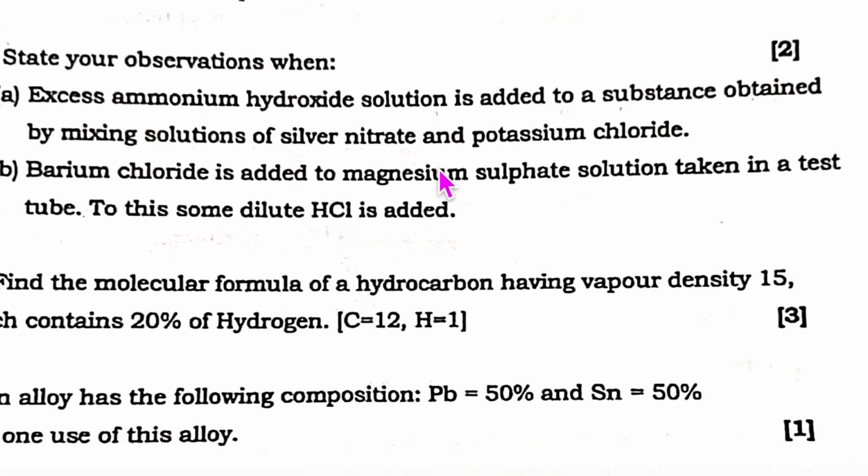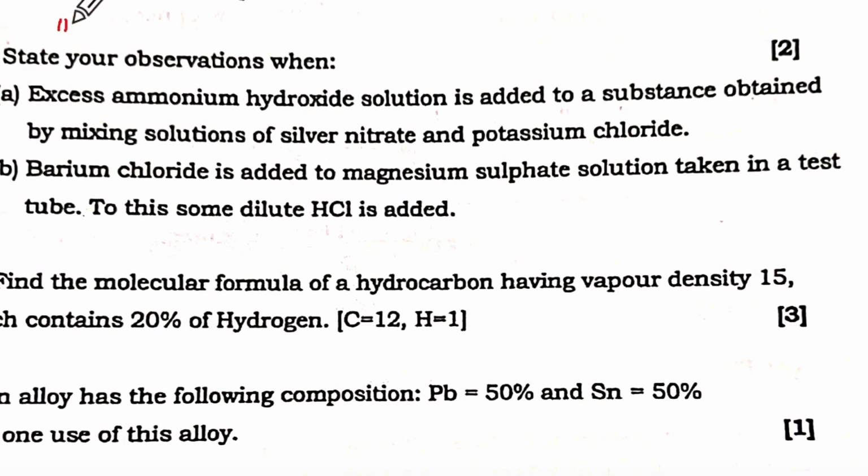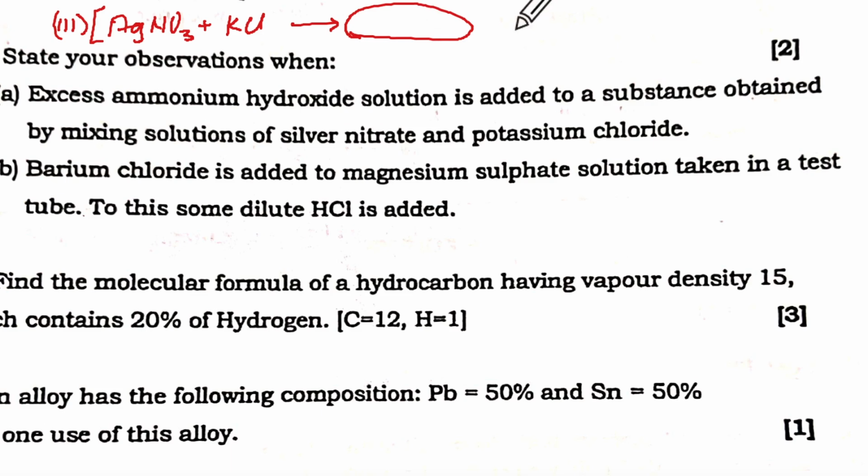Now let us look at your observation. This is your part 3 of your question 7. Excess ammonium hydroxide is added to the substance obtained by mixing silver nitrate and potassium chloride. Now this is your question. AgNO3 and KCl has been added, and then whatever you get, to that you are taking NH4OH. Okay, now what will be the products here?